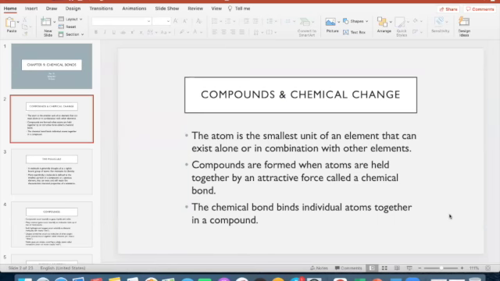All right, so compounds and chemical change. The atom is the smallest unit. It's made up of electrons, protons, and neutrons. We've already discussed that. Compounds are formed when you have atoms that are held together by an attractive force called a chemical bond. Those chemical bonds bind the individual atoms together to make up the compound. So a compound is just an addition of individual atoms held together by a chemical bond.